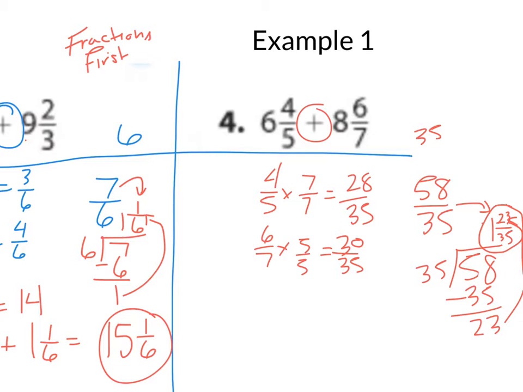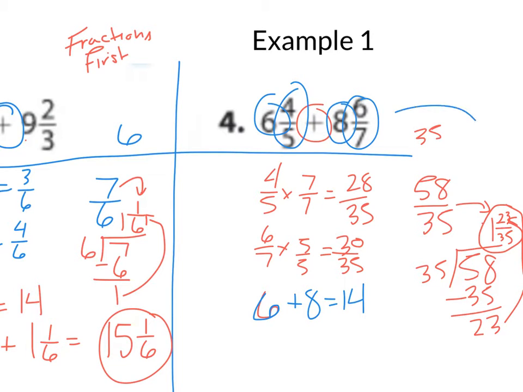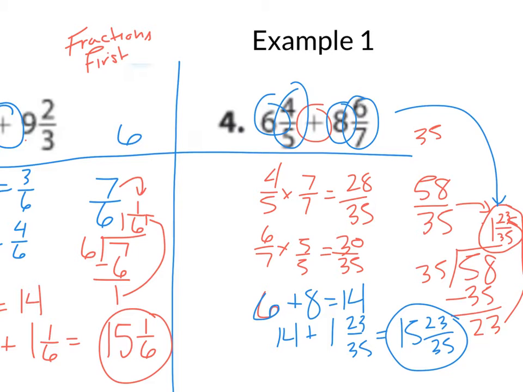Now I can add my whole numbers. 6 plus 8, I see those right here, is equal to 14. And then I'm going to add it to the fractions. I already added the fractions, and they were equal to 1 and 23 35ths. So 14 plus 1 and 23 35ths is equal to 15 and 23 35ths. And that is prime. Moving on in 3, 2, 1.